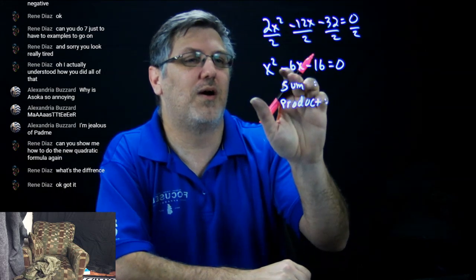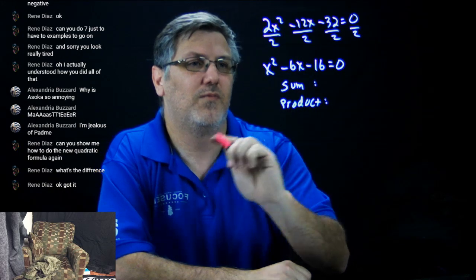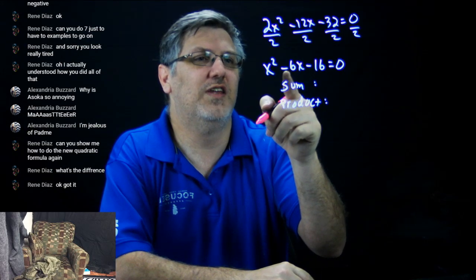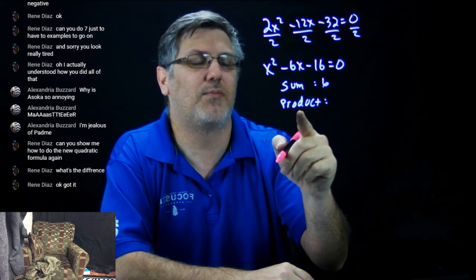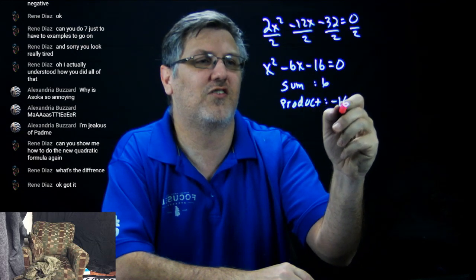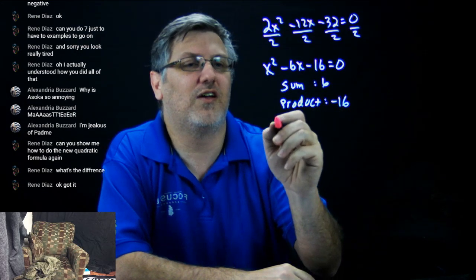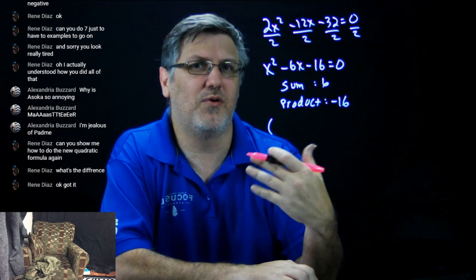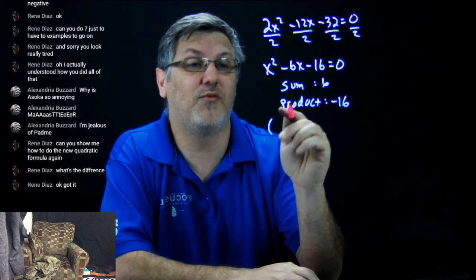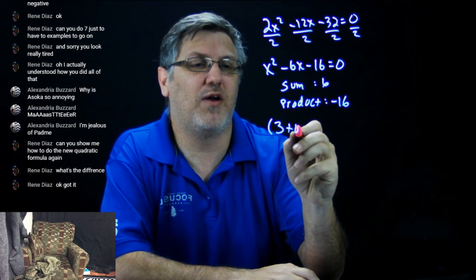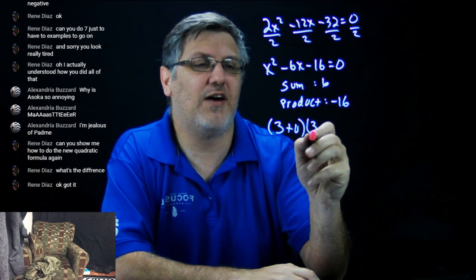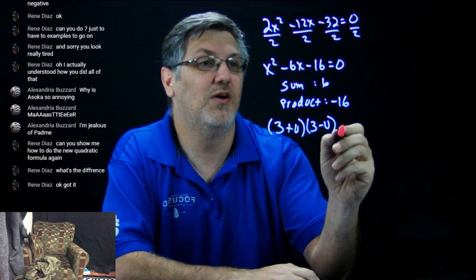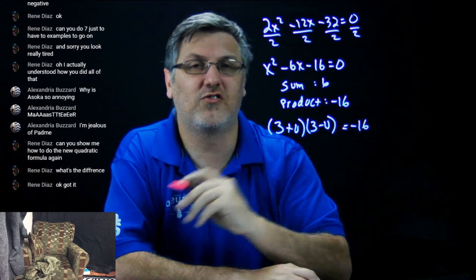My sum is my b, but we change the sign. So it goes from negative 6 to positive 6, and my product is my c, negative 16. Now we're going to take half of my sum, and I'm going to add a random number to it. And I want to take half of my sum and subtract a random number from it, but they have to be the same number I'm adding and subtracting, and that's going to equal my product.